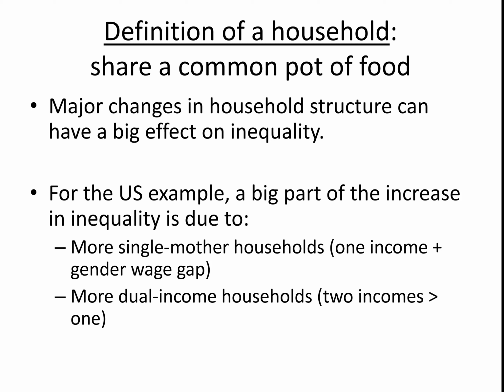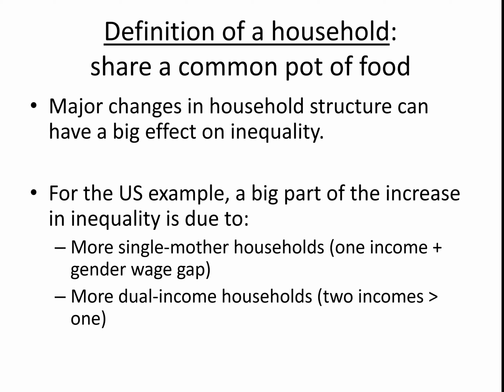So there are two big changes that happened. One, many more single mother households than before. Single mother households were extremely uncommon back in the 1960s, and by the 1990s and 2000s have become fairly common. There are two things going on. One, you have a household with one income. And the second thing is there's also a gender wage gap. On average, women are earning less than men, and that compounds the issue. So a big number of households in poverty are single mother households.